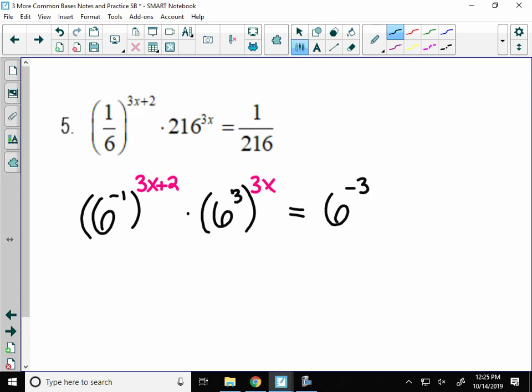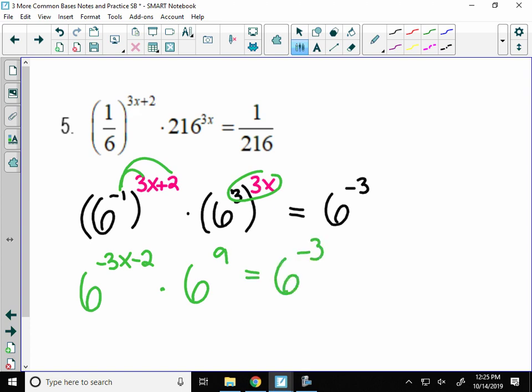Okay, so before we move on, just like the last couple, we do power to a power to start. So here for power to a power, I have to distribute the negative 1. So I have 6 to the negative 3x minus 2. Are we okay with that? Okay, what's the next one when I multiply power to a power? 6 to the 9x equals 6 to the negative 3rd. And now we have all the same bases.